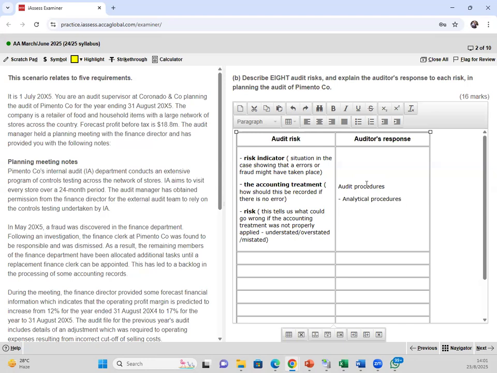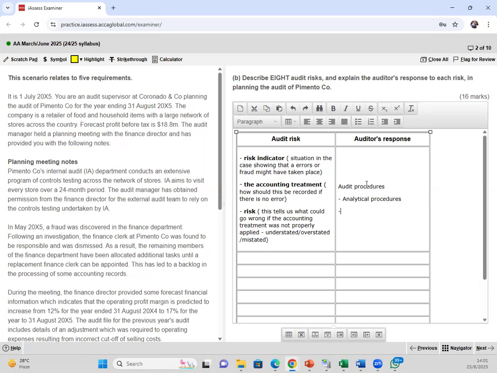Analytical procedures involve comparison. The response could involve comparing. That's analytical procedures. It can involve comparison. The response could involve discussion. A lot of people prefer to go for the discussion. It's a good one, but I don't advise sticking to that one. You can use it once. Don't use it more than once.